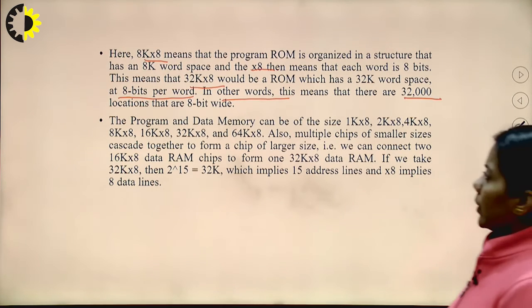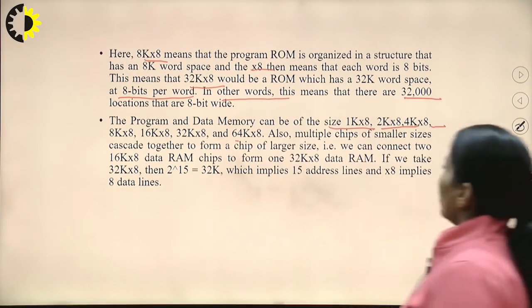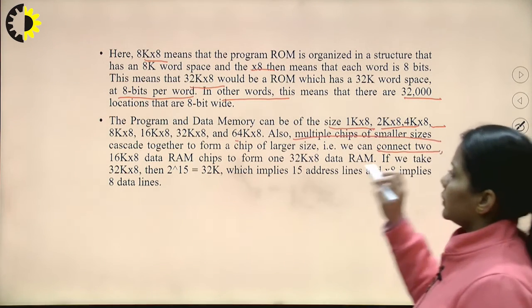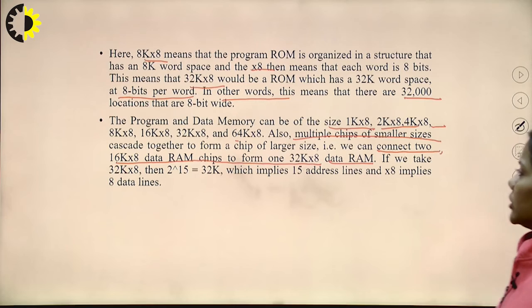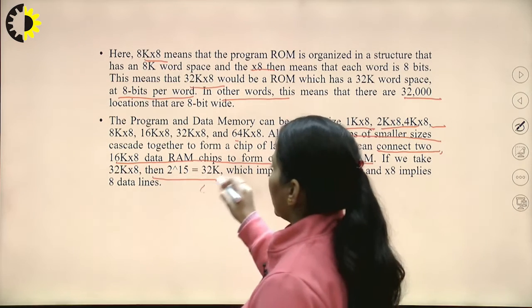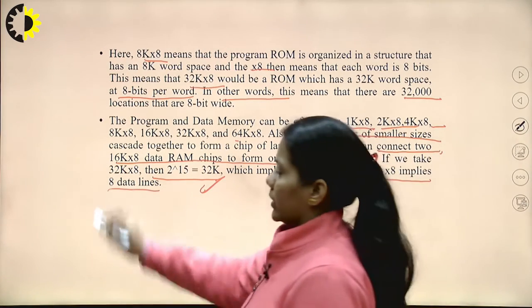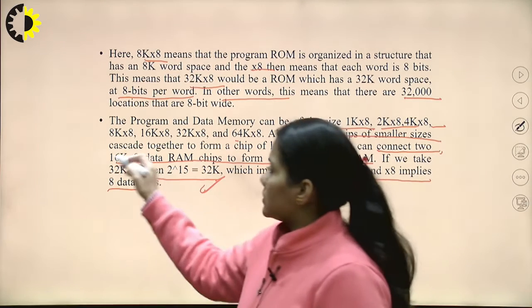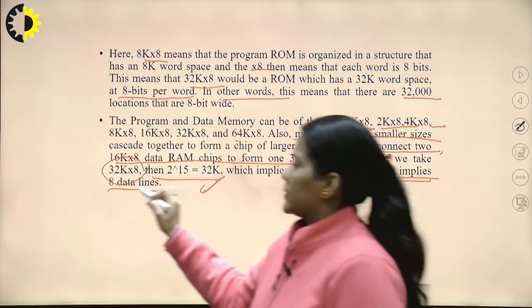The program and the data memory can be of size 1K x 8, 2K x 8, 4K x 8 and so on. Also, multiple chips of smaller sizes can be cascaded together to form a chip of larger size. If we take 32K x 8, then 2 raised to the power 15 is 32K, which implies 15 address lines, and x 8 implies 8 data lines. So in this way, to interface this much memory, we need 15 address lines and 8 data lines.